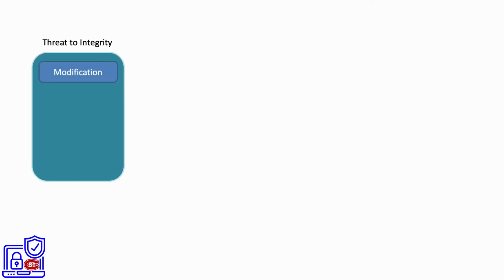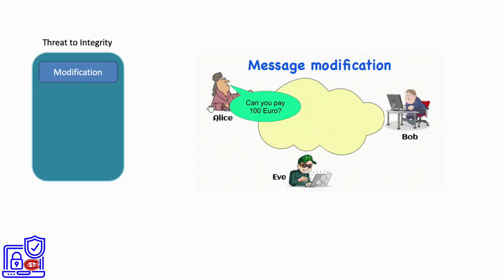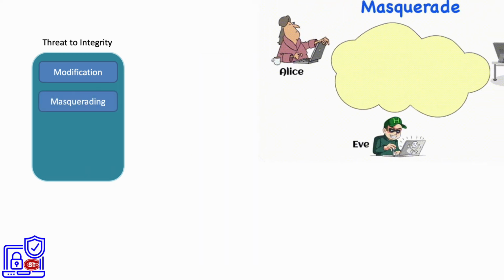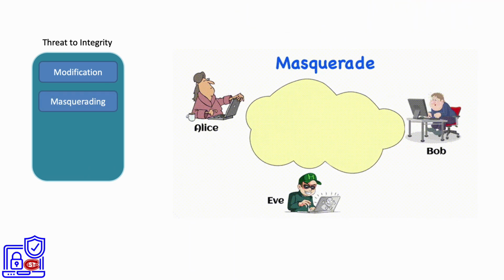Moving on to threat to integrity, we have modification. After accessing information, the attacker modifies the information to make it beneficial to them. We can see in this example that the lady is trying to send a message to the man, but the attacker changes the message before the man receives it. This is message modification. Masquerading happens when the attacker impersonates somebody else. For example, the attacker here pretends to be the lady and sends a message to the man.